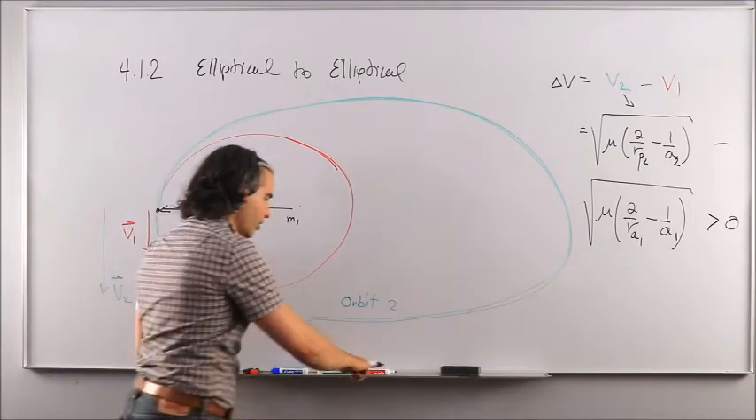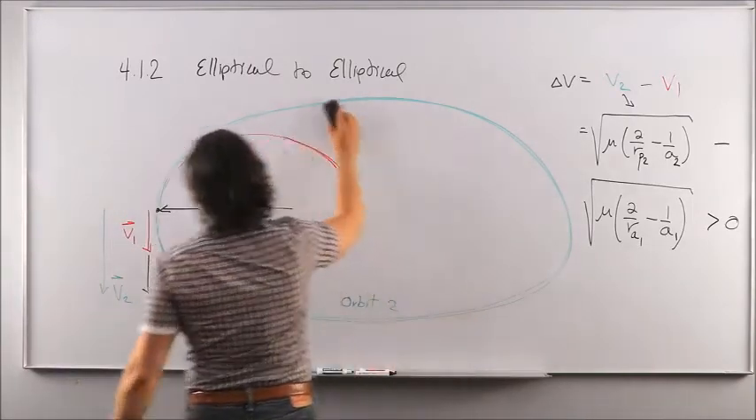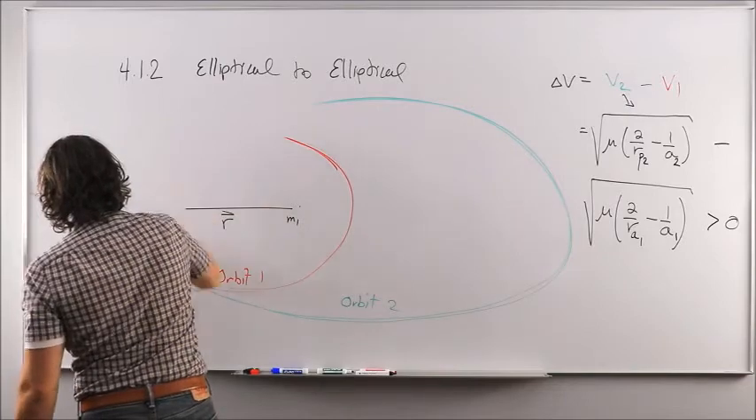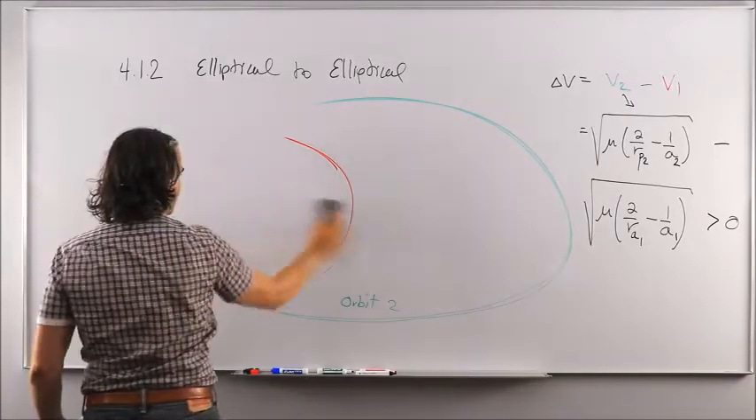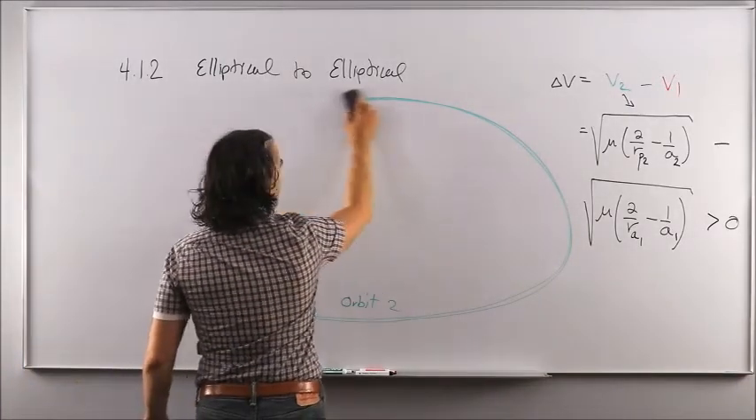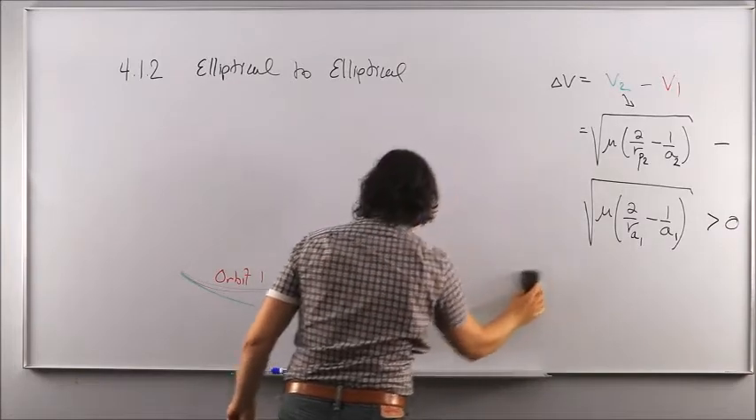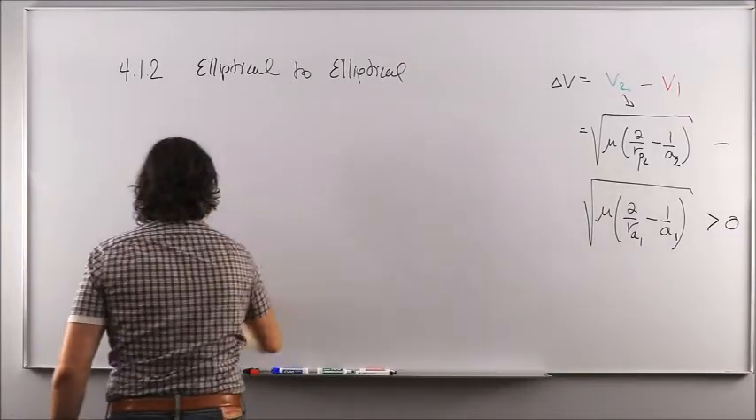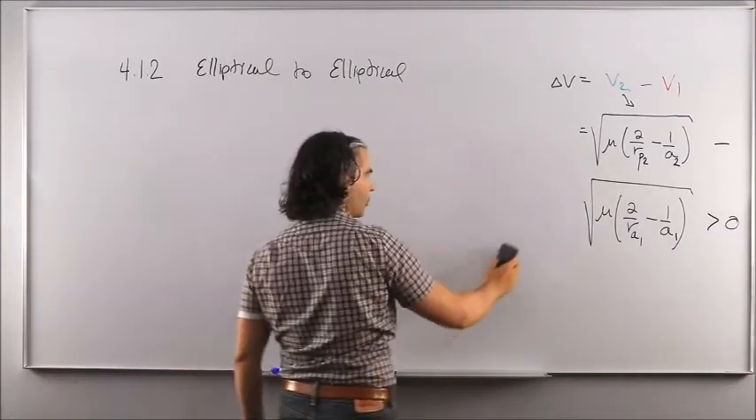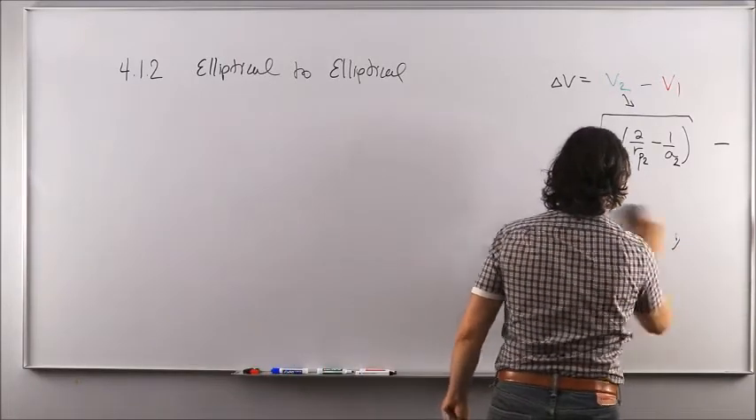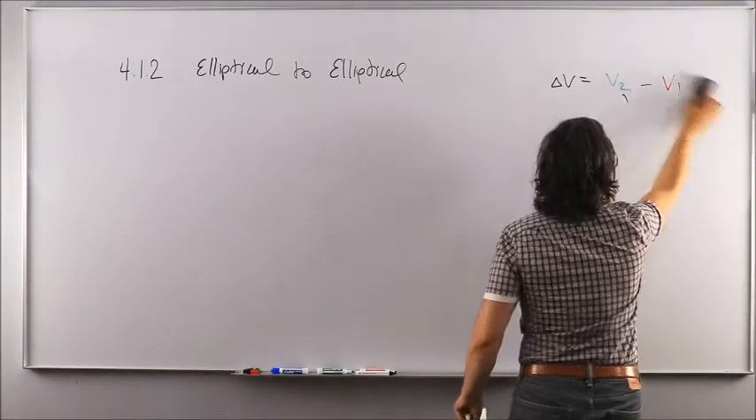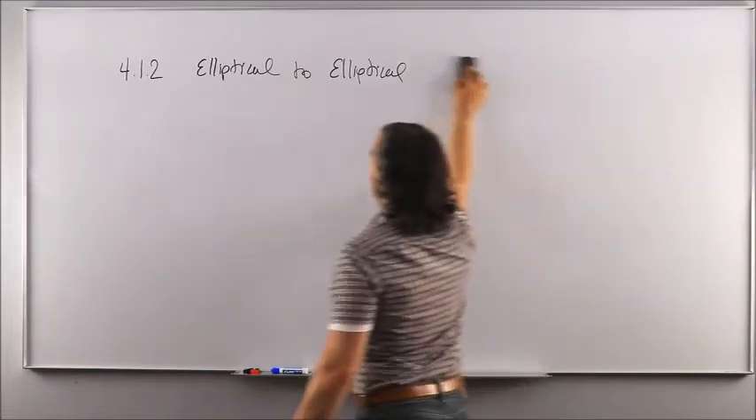Yet, you may want to go from one circular to another circular orbit. You don't want to go into an elliptical orbit. So how could you go from one circle to another circle if both orbits don't intersect at any point? Because this is exactly what we have in that situation, right?